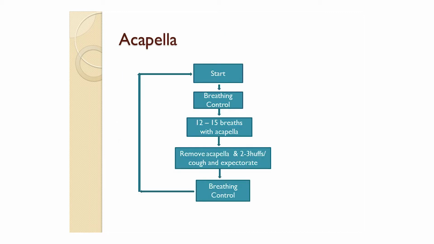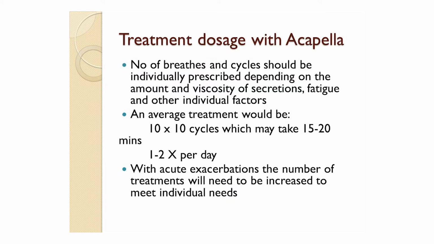The Acapella can be used in a cycle of breathing, similar to the active cycle of breathing. So you start off with your breathing control as before, 3 to 4 breaths potentially, or whatever your patient needs. Then 12 to 15 breaths with your Acapella. Remove your Acapella, do your couple of huffs at your different lung levels, your graded huff, and cough and clear if you need to. Back to breathing control and starting your cycle again. We'll be demonstrating this in a wee while.